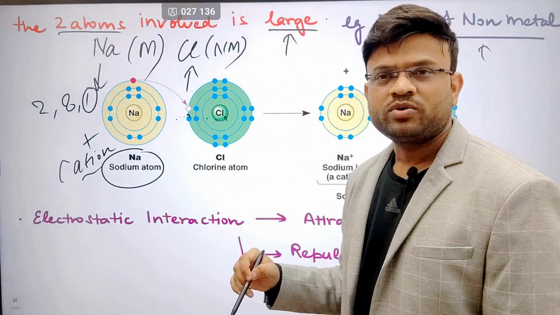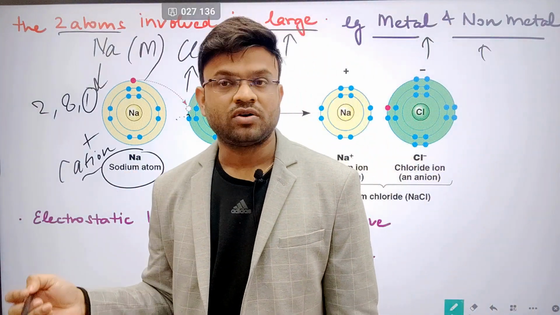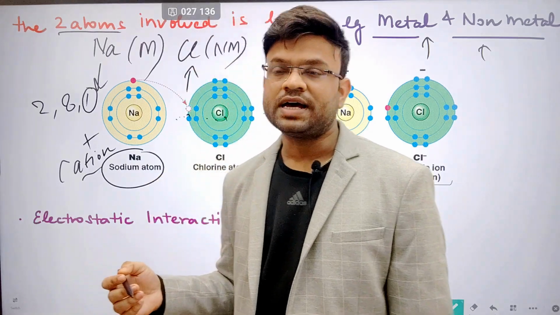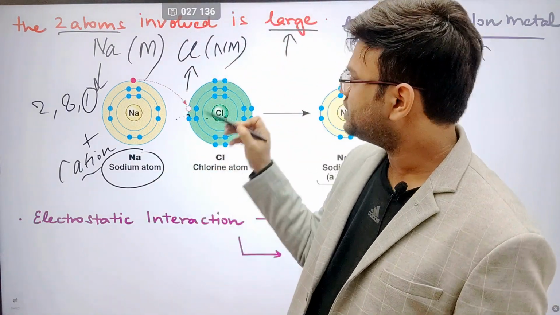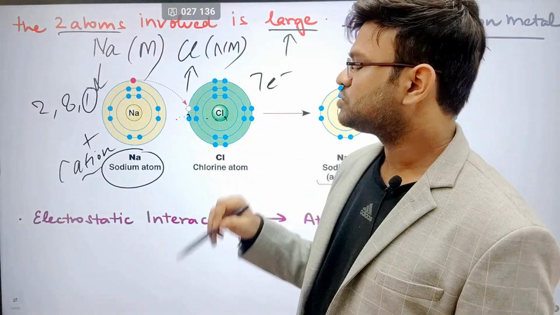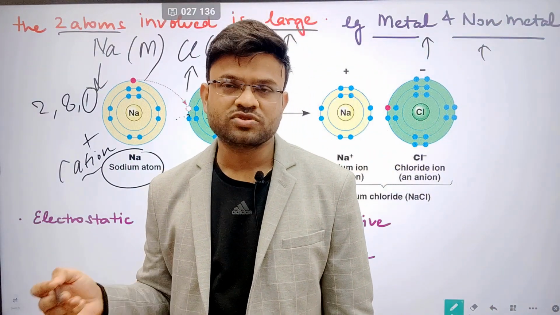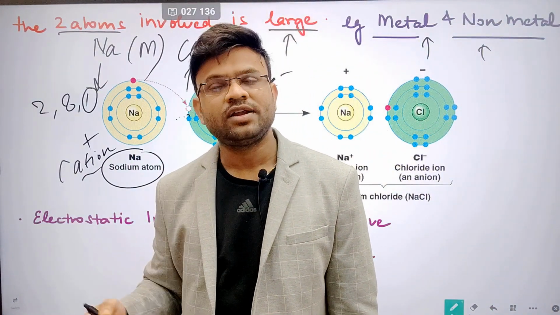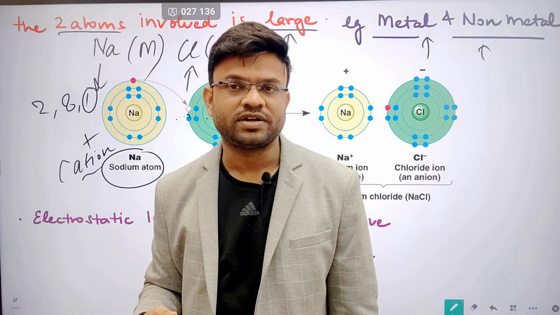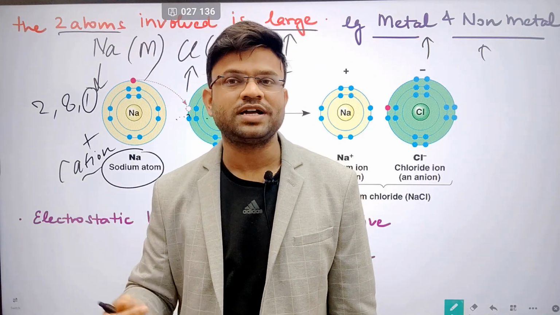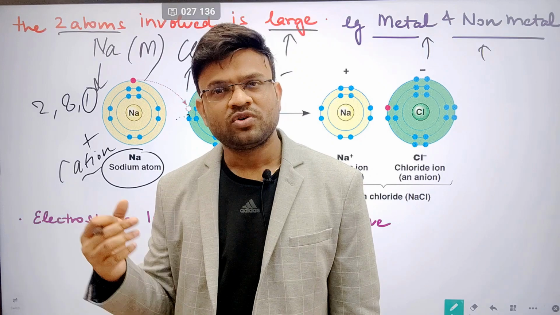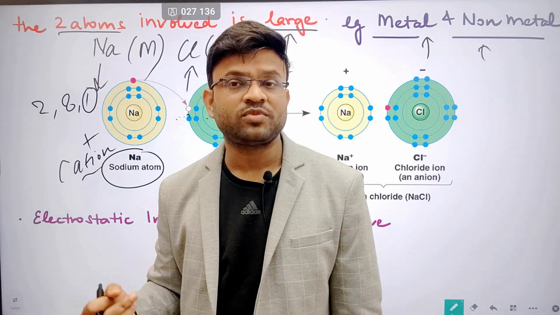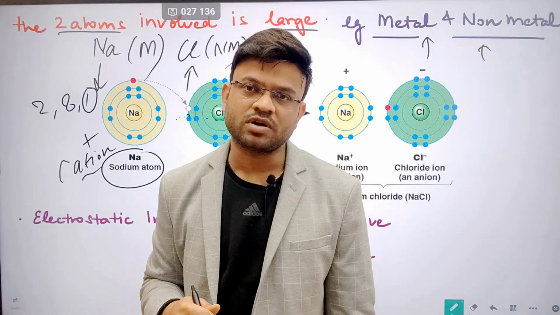If I am talking about chlorine, chlorine is a non-metal. It has 7 electrons in its outermost orbital, and in order to attain the stable inert gas configuration, it requires 1 electron. Why? Because in the inert gas configuration, an atom requires 8 electrons in its outermost orbital.